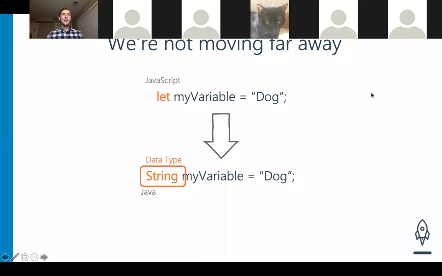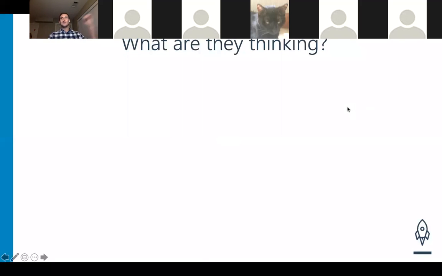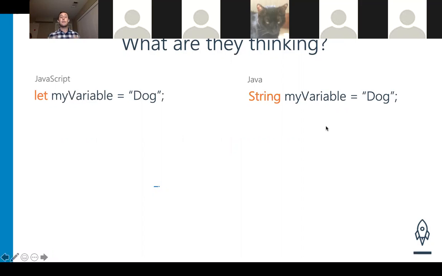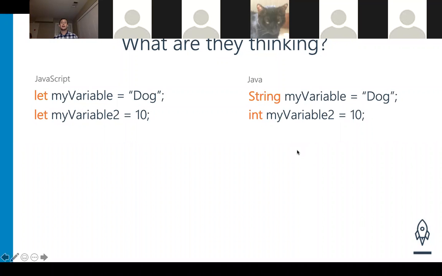So why are we doing this? Why is Java making us put string here? Why can't we just keep using let? What is Java thinking? Again, we have our JavaScript: let myVariable equal dog. And in Java, we have our string myVariable equal dog. Why can't we just keep them the same? Because JavaScript and Java have a very distinct difference. So let's look at one more example. Let myVariable2 equal 10, and int myVariable2 equal 10. On the left-hand side, we can just say let myVariable equal 10, and we know it's an integer. On the right-hand side, though, again, in Java, we have to tell what our variables have to be. In this case, I'm saying it's an int, or integer. myVariable2 equals 10. So what is going through the minds of JavaScript and Java? Why are they so different?